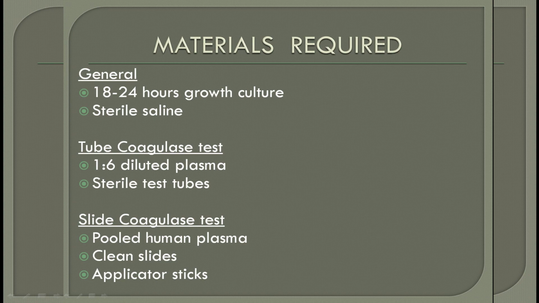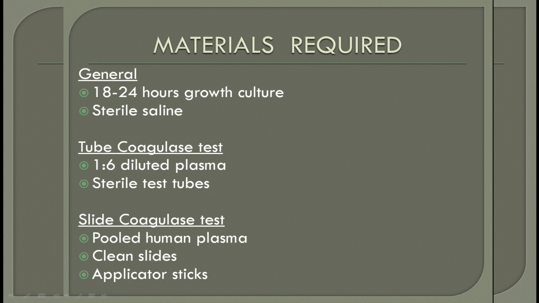Okay. What do you need specifically for the slide coagulase test? You need obviously the human plasma itself. In both cases you need human plasma, but see the difference? In the tube coagulase test you need diluted plasma, 1:6 ratio. But in the slide coagulase test, you need pooled, clear, undiluted human plasma. A basic difference, alright.